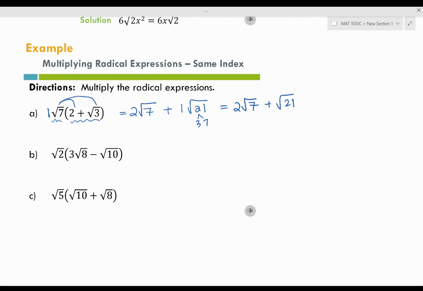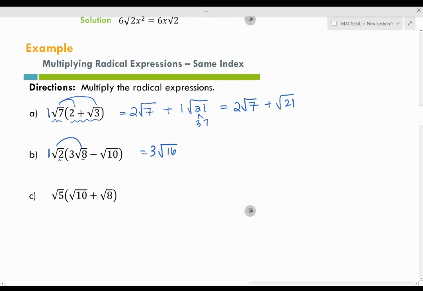So B, we've got the same deal happening again. We've got a monomial times a binomial, so we're going to use the distributive property. We're going to take square root of 2 and multiply it by 3 square root of 8. So you multiply their outsides together first. If you need to see it, what's understood to be in front of that square root of 2 is a 1. So we have 1 times 3, which is 3, square root, 2 times 8, which is 16.